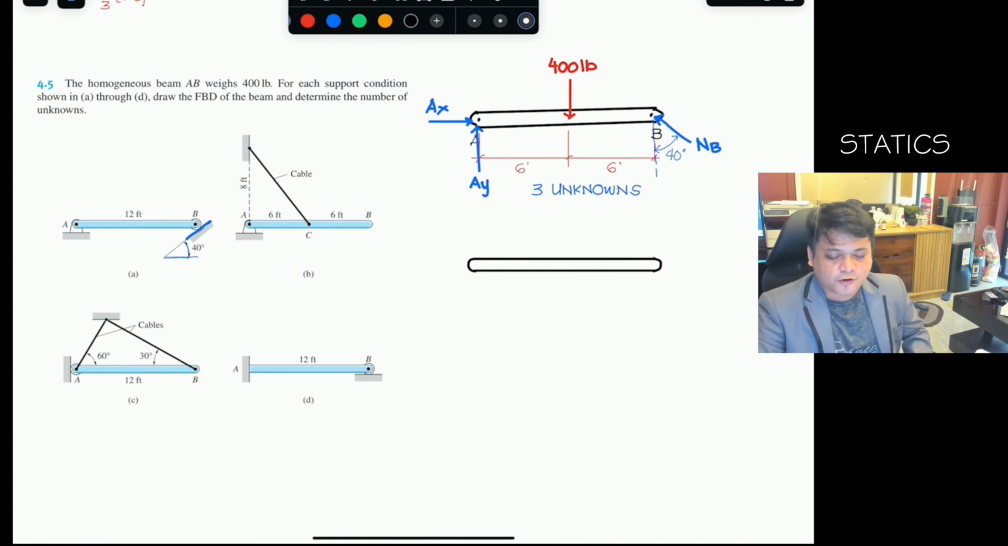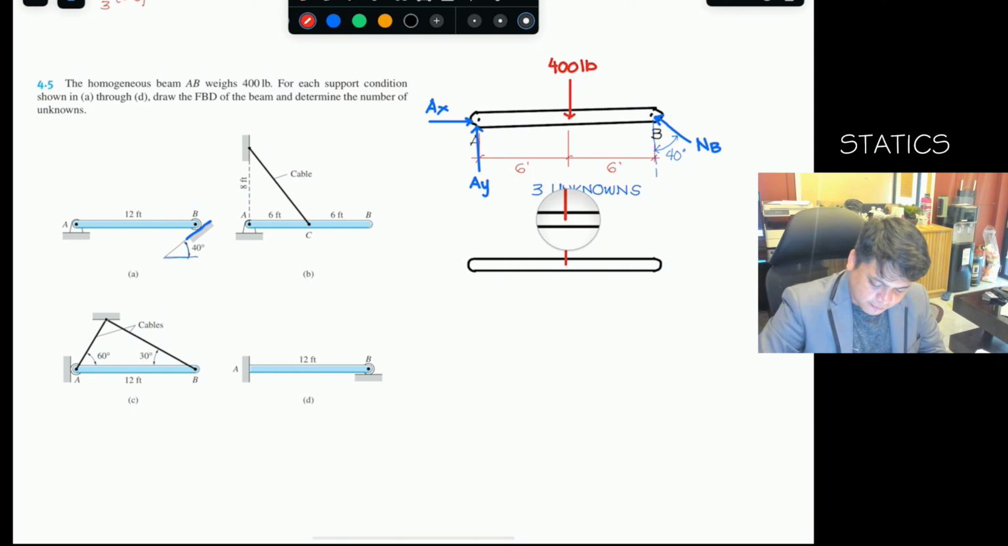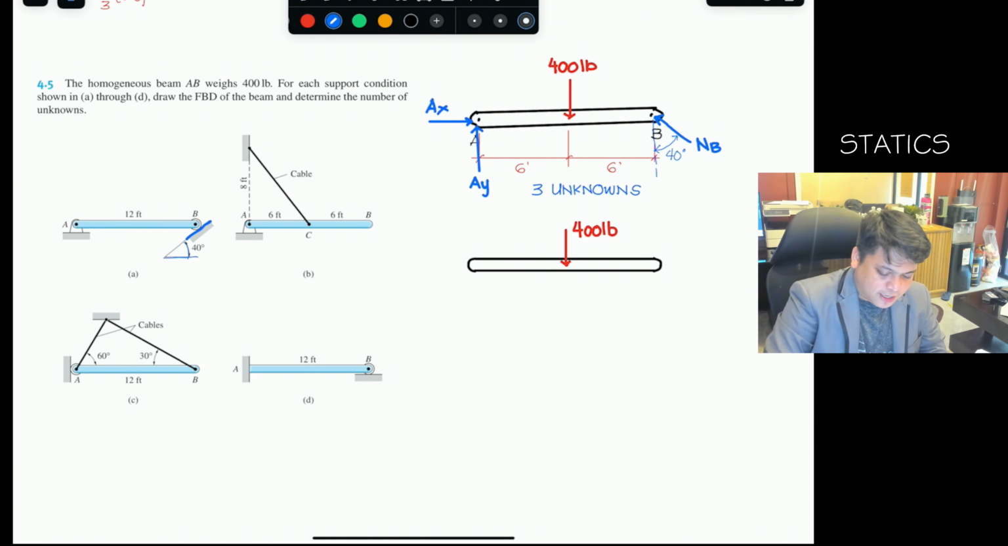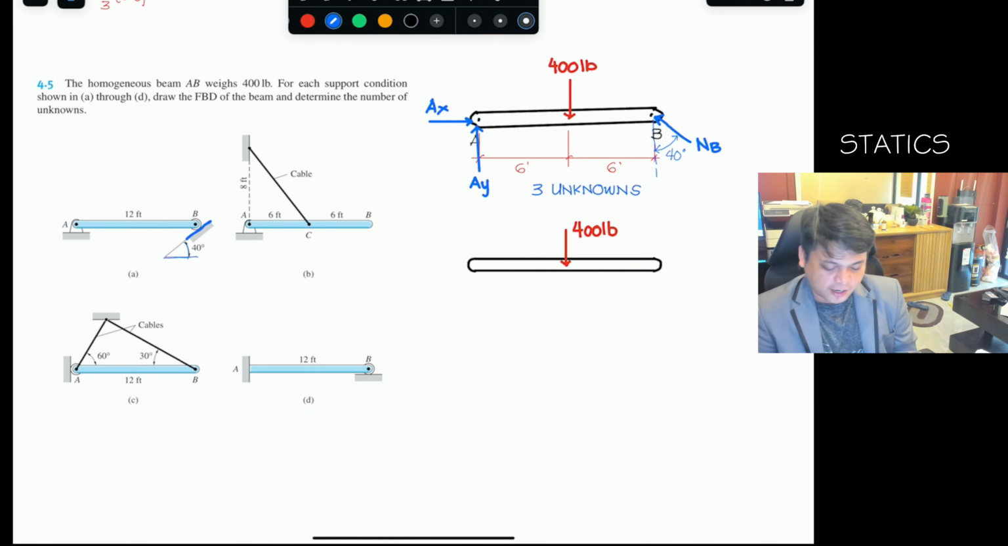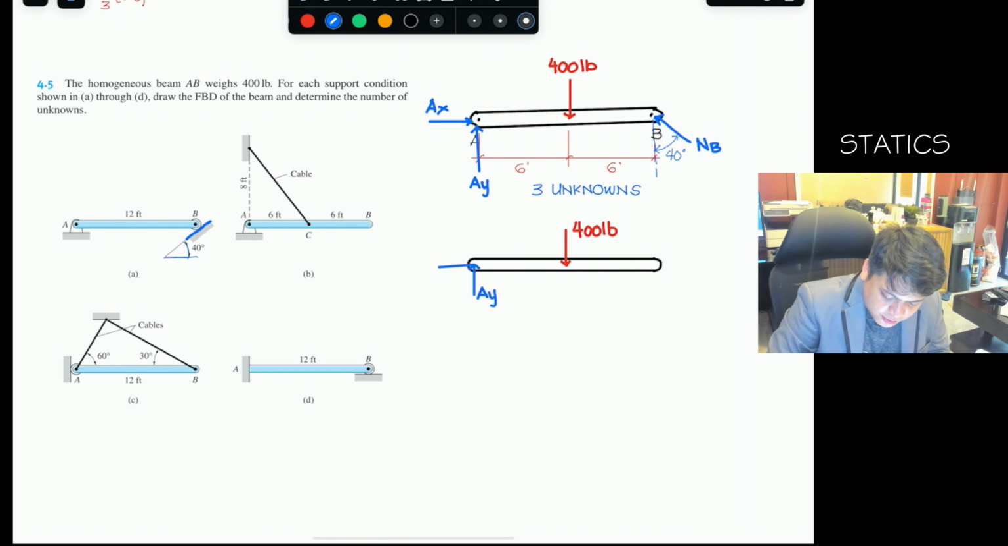Okay, so let's solve for the problem B. So again, meron ka ulit weight, no? So a problem B, meron kang weight. So lagay natin ulit doon. So we can have here again 400 pounds. Okay, so now we have the reactions. Okay, so at point A, again, that is also a pin. So meron kang dalawa. So you can have it as AY and you can have here as your AX.